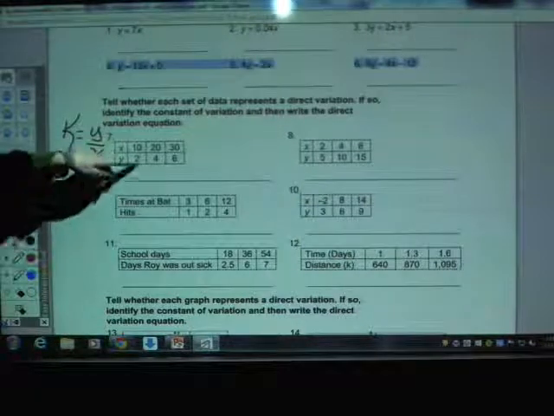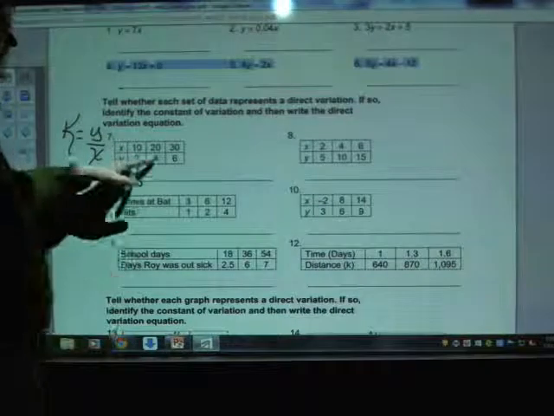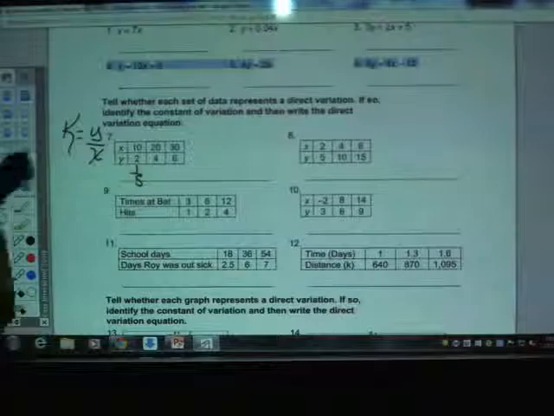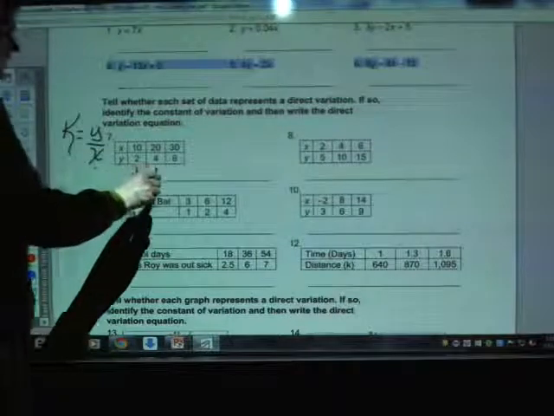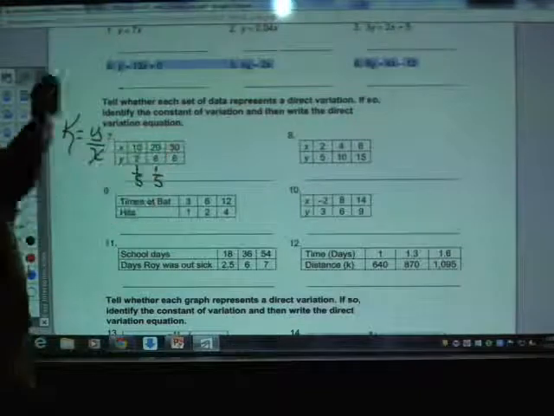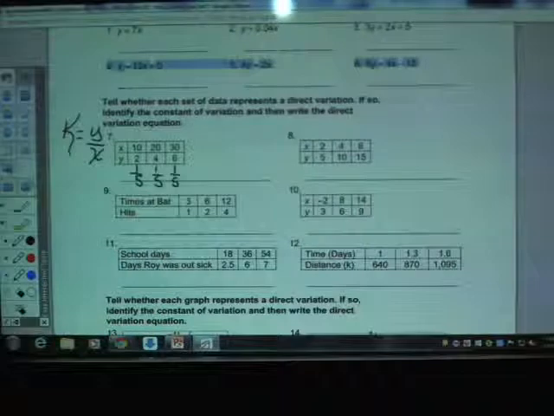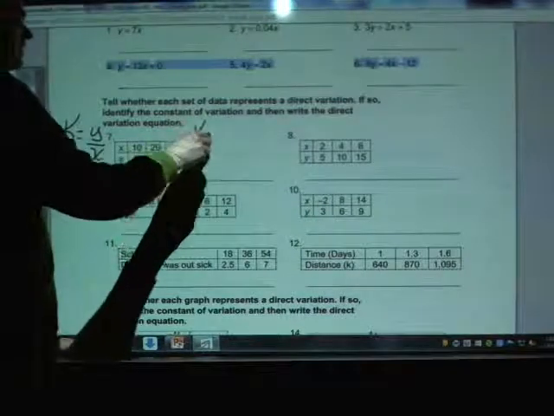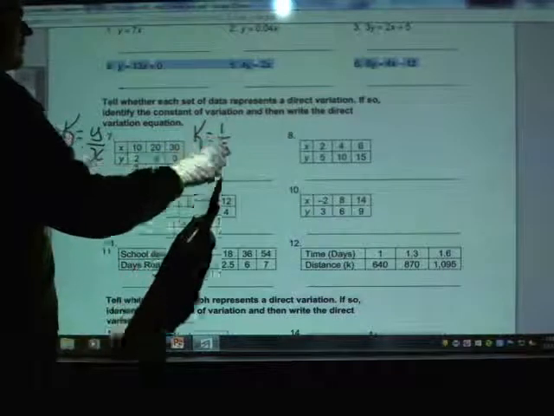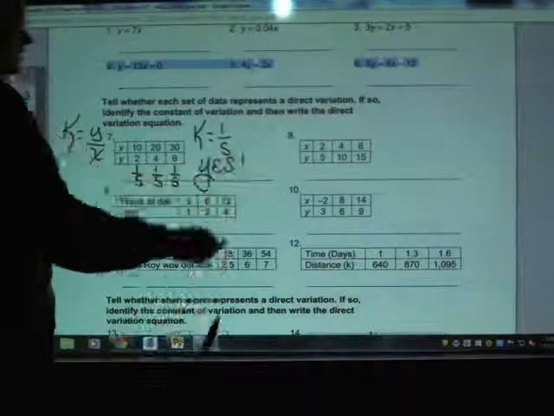2/10. Again, it's always y divided by x. 2 divided by 10 is a fifth. 4/20. Well, if I reduce the fraction 4/20, it's equal to a fifth. 6/30. If I reduce the fraction 6/30, that goes down to a fifth. Since each one of these is equal to a fifth, in this particular instance, the constant of variation here is a fifth. Is this direct variation? Yes, absolutely, since it is a fifth every time.